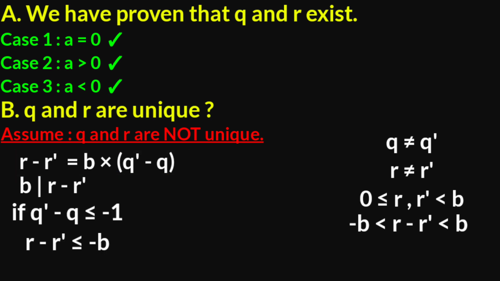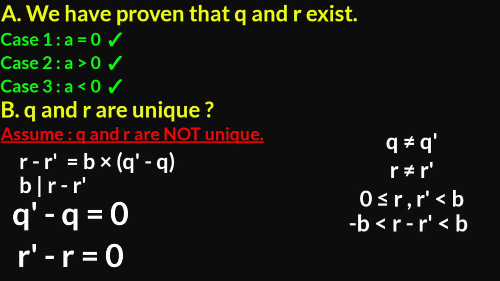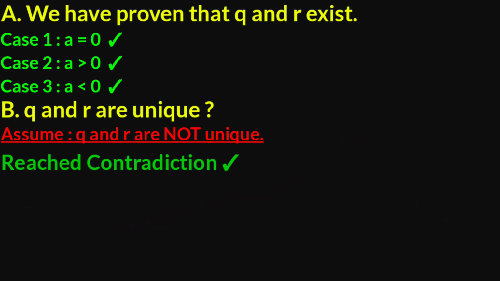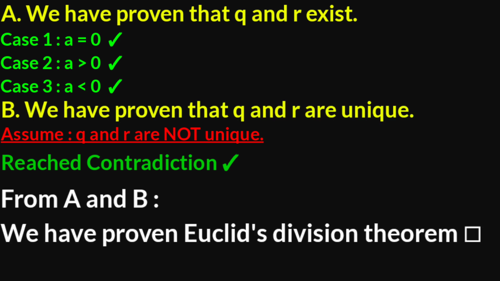If q prime minus q was less than or equal to minus 1, r minus r prime would be less or equal to minus b, which doesn't respect the restriction. Alternatively, if q prime minus q was greater than or equal to 1, it would make r minus r prime greater or equal to b, breaking the restriction again. So q prime minus q must be 0, which makes r minus r prime 0 as well. From this, we reach that q equals q prime and r equals r prime, which contradicts our initial statement, proving by contradiction that q and r are indeed unique. And just like that, we have proven Euclid's division theorem.